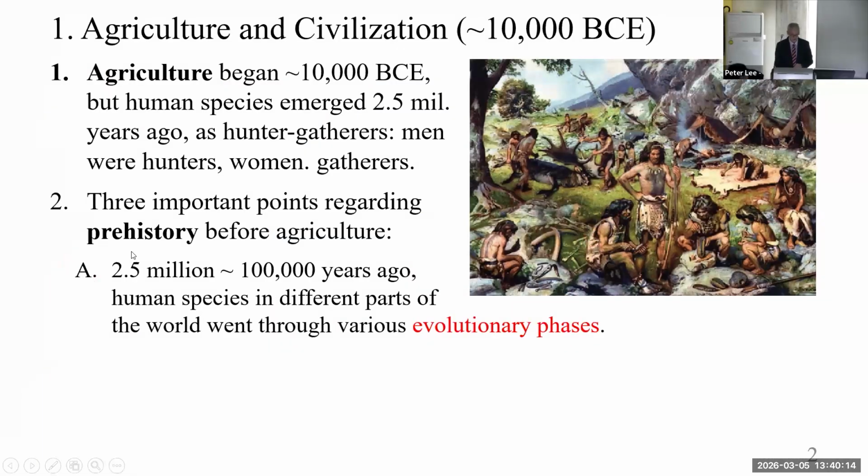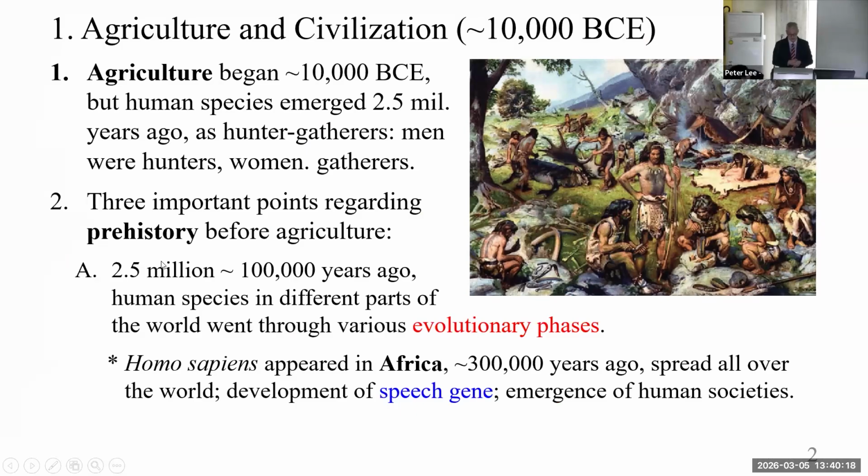Homo sapiens appeared in Africa around 300,000 years ago, and they spread all over the world. Development of the speech gene happened sometime after that. I don't think the speech gene is a universally accepted concept, but some evolutionary biologists or anthropologists do talk about this thing called the speech gene, that human beings developed this genetic trait that allowed human beings to develop human language. Animals have languages, right? Animals talk to each other, but they don't talk human language because they don't have that gene. I mean, we could say gene, we could say brain, right?